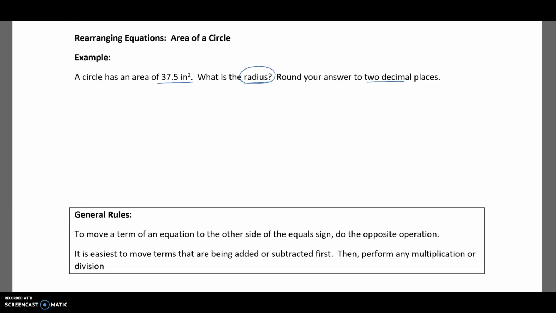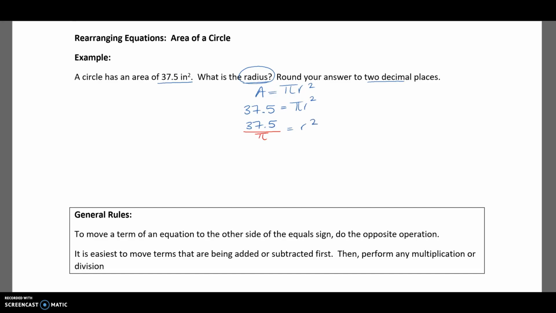Since this question's asking us to find the radius, I'll start with the equation area equals pi r squared. Substituting in what I know, the area is 37.5 square inches, so that equals pi times r squared. Just like when we were rearranging the circumference equation, I can move pi from one side of the equation to the other by division. So I get 37.5 divided by pi equals r squared.